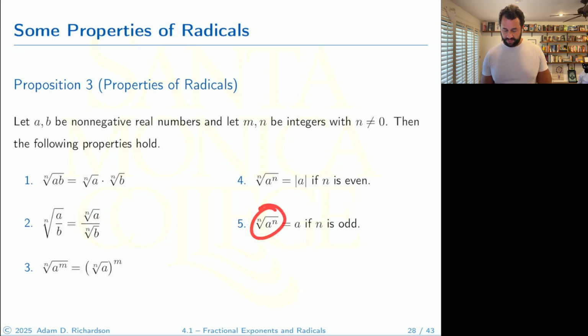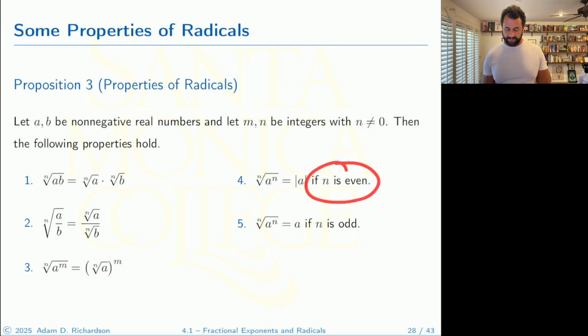The nth root of a to the n is a, but only when n is odd. What I'm really saying is that the nth root and the power n are canceling each other to give just a, but only when n is odd. Only when n is odd. There's a catch when n is even.